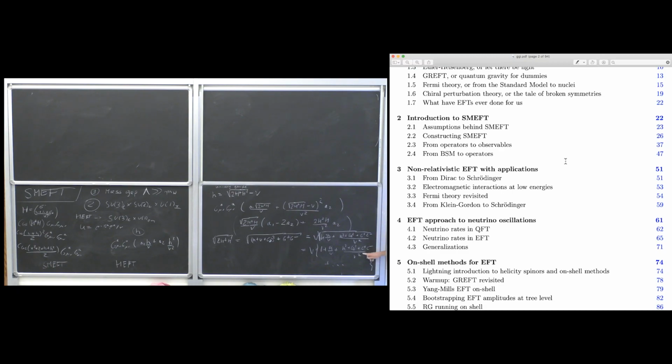So you see that what you're getting here is interactions that are suppressed by the scale v. So secretly, HEFT contains higher order interactions, even if you just write it like that and you don't write these higher order interactions explicitly. Secretly, there will be higher order interactions that are suppressed only by the scale v, which means that the maximum validity scale of the HEFT is 4πv. So HEFT cannot be extended up to arbitrarily high scales, unlike SMEFT.